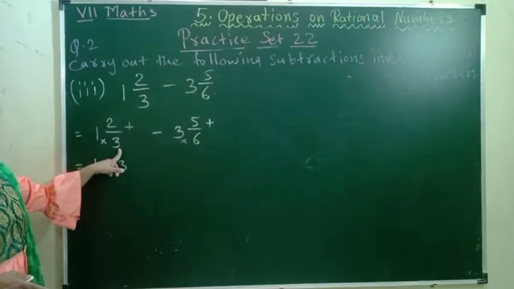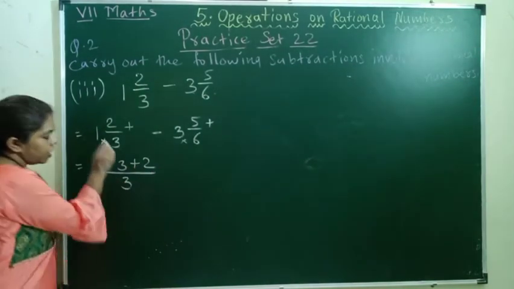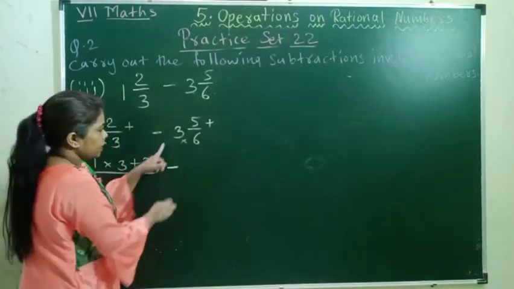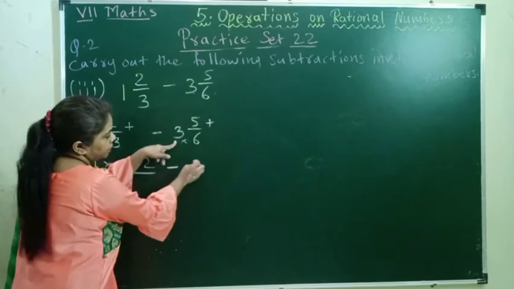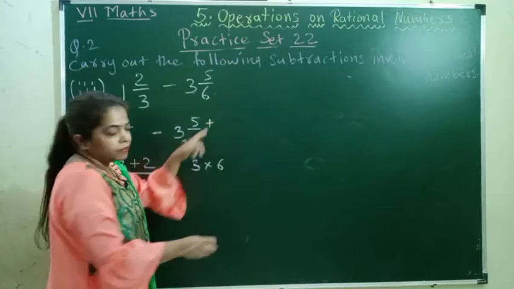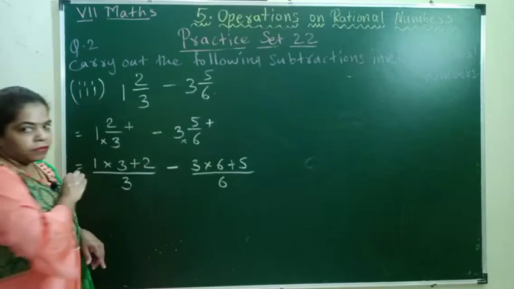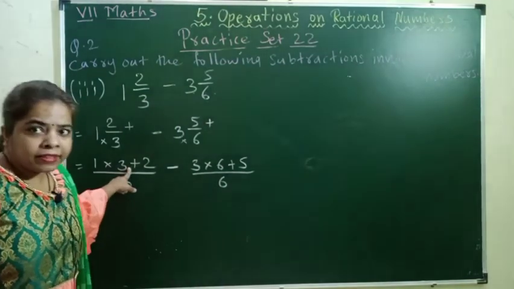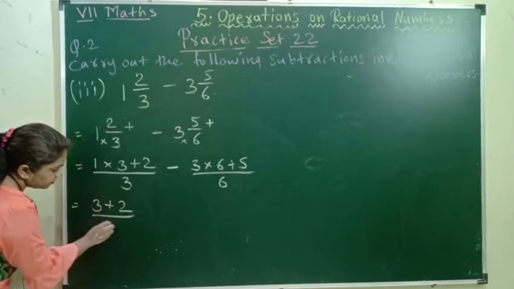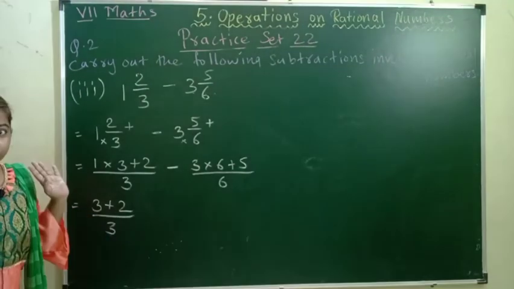1 into 3 plus 2 upon 3. Denominator is not going to change. Next one, minus 3 into 6 plus 5. See, 1 3s are 3, plus 2 upon 3. We have written like this.